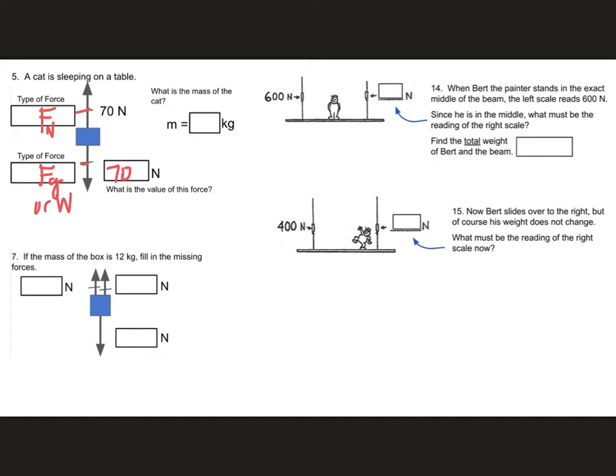This downward force of 70 newtons here, again, that is the weight of the cat. And so we can use W equals M times G. We can use the 70 as our value of W. M is our unknown. We'll assume we're on the Earth since we're not told different. And so that's our value of G. Divide both sides of the equation by 10 and we get 7 kilograms as the mass of our cat.